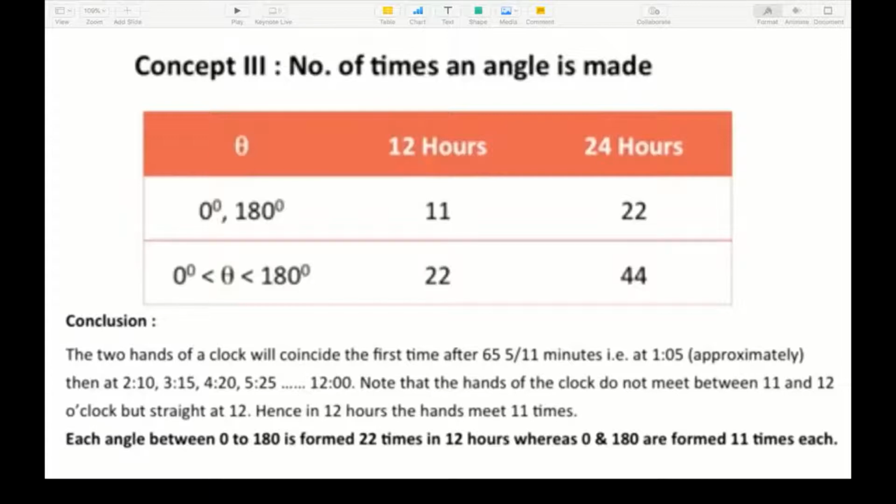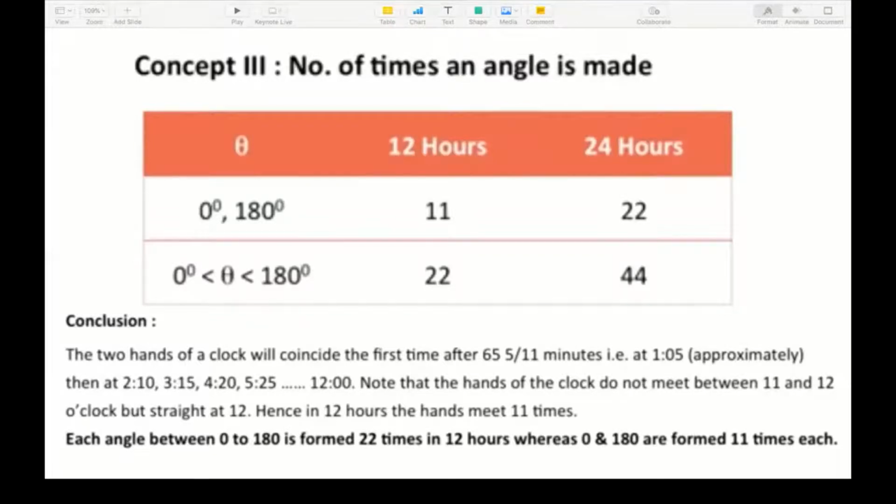So now what is this box saying? This box is saying that 0 degrees and 180 degrees occur 11 times in 12 hours. And then the second row is saying that theta lying between 0 and 180, any angle apart from 0 and 180, occurs 22 times in 12 hours and 44 times in 24 hours. Exactly double the previous one, right?